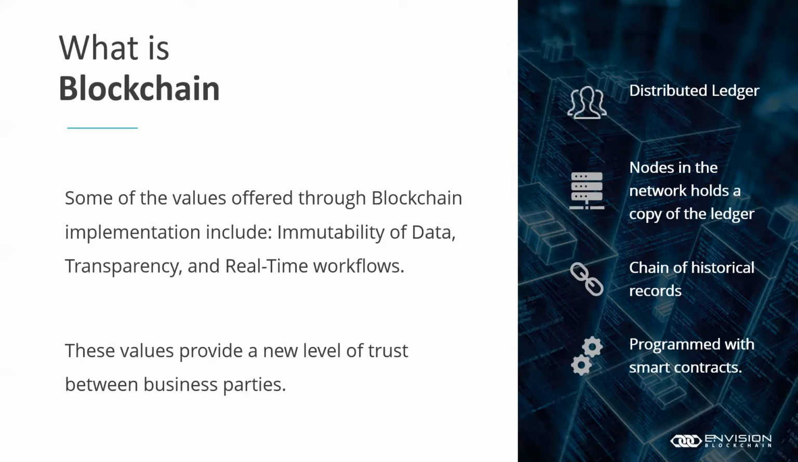It has this chain of historical records that cannot be changed. It's immutable. Immutable means that there's no edit or modify. Once it hits the blockchain, it's in there forever, as long as the network stays up and running. And then it's programmed via smart contracts.